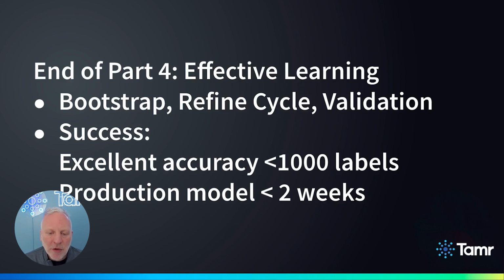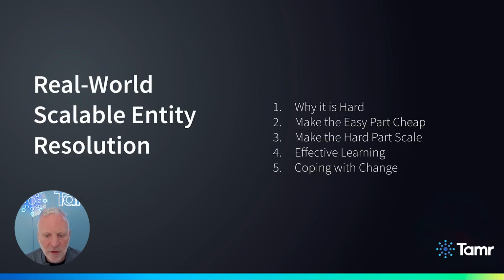So in this part, we have covered effective learning. We talked about what is effective, what is learning. We talked about the three phases of the machine learning workflow: the bootstrap, the refinement cycle, and validation. And as our measures of success, we described being able to produce a model that has excellent accuracy with fewer than 1,000 training labels and to deliver a production model in under 2 weeks.